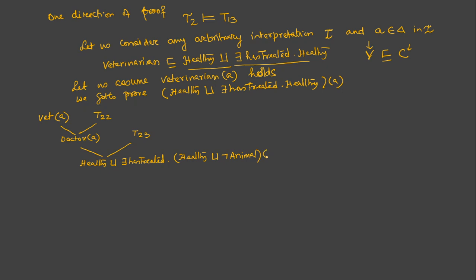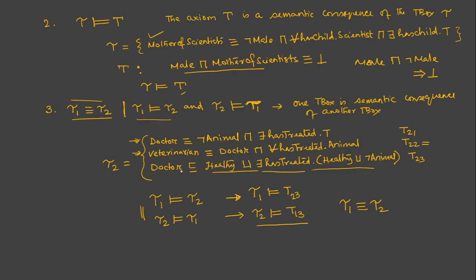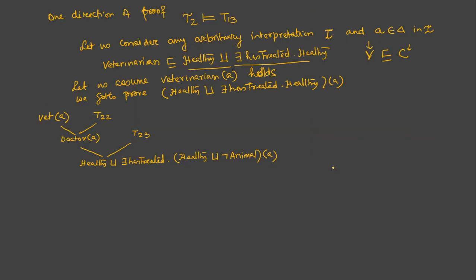And A would be a member of this, right? Because we know that doctor A is true. As A is a member of the left hand side, it should be a member of the right hand side, right? Now as we arrive here, we have got two choices. Either A is a member of healthy, or A is a member of this complex class expression, right? So now we have a bifurcation, but this bifurcation should be treated in the sense of or, disjunction, right?